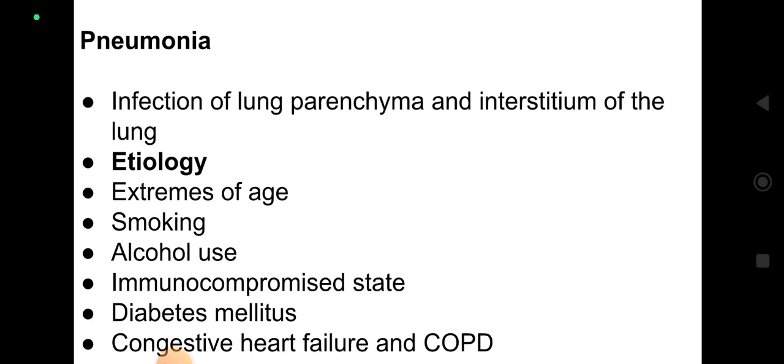So what is pneumonia? Pneumonia is defined as the infection of the lung parenchyma and interstitium of the lung. Pneumonia is more common at extremes of age and in winter months. The risk factors for developing pneumonia are smoking, alcohol use, immunocompromised state, diabetes mellitus, congestive heart failure, COPD, and malignancies.